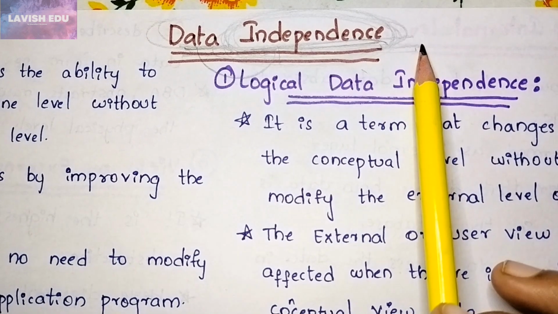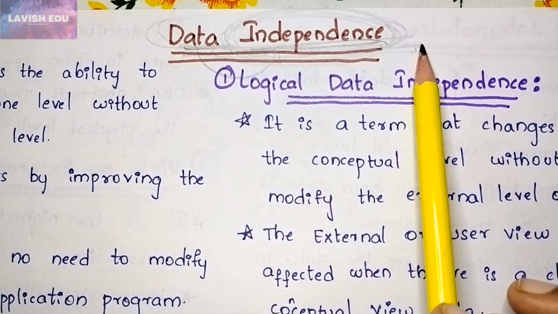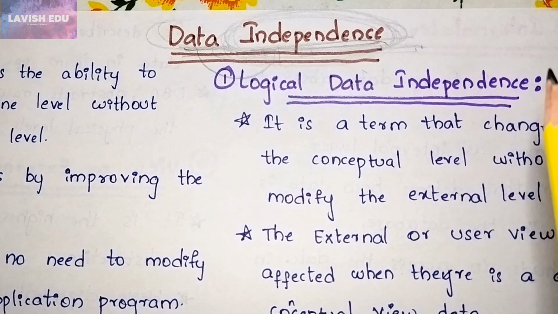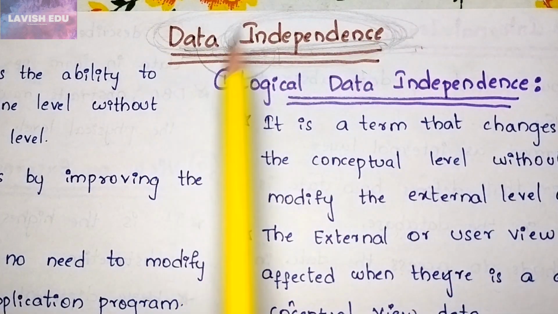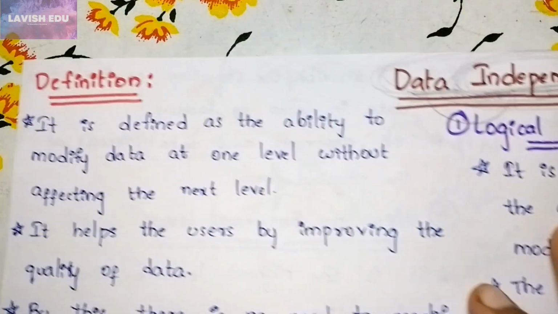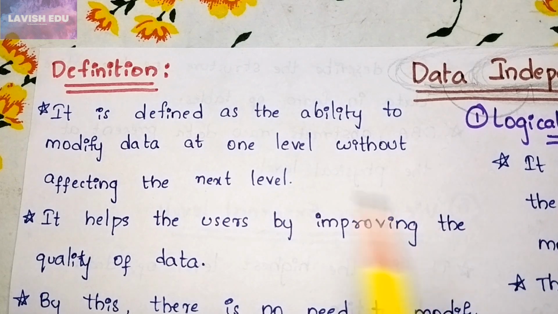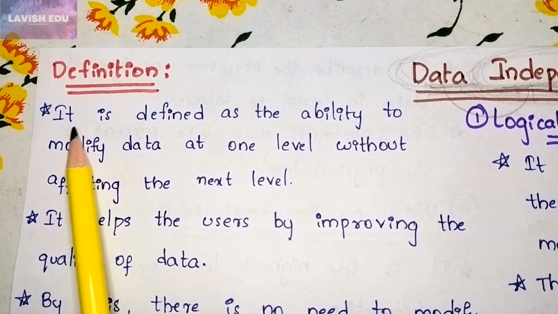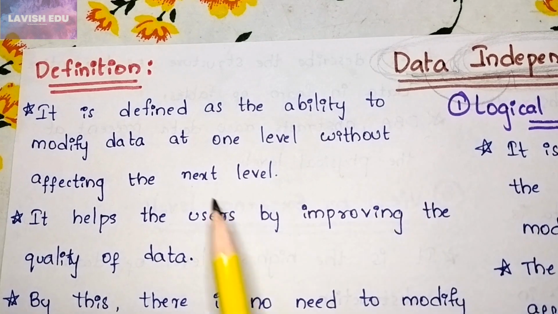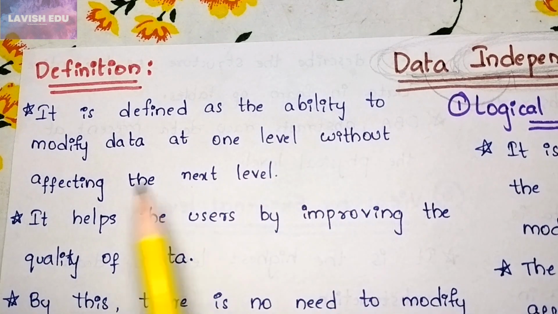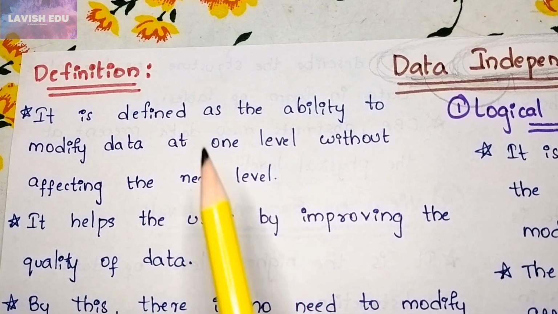Now let's see clearly what the definition is, what the terms are, and why this term was introduced in DBMS. Okay, first we'll go through the definition of data independence. It is defined as the ability to modify data at one level without affecting the next level.